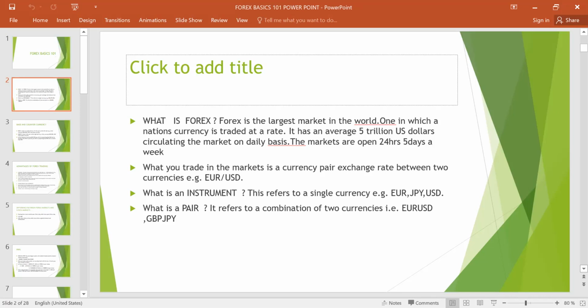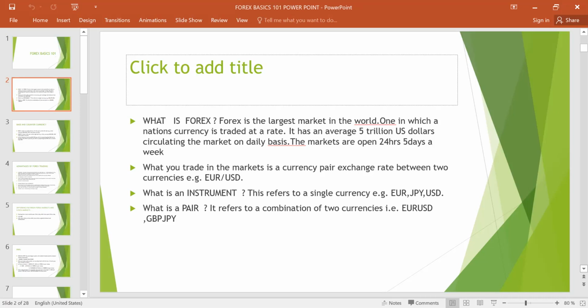Yeah, so that's basically Forex. So when you explain Forex, you need to know that it's the largest market in the world. It has up to 5 trillion US dollars. And it's based on currency exchange rate between two currencies of different countries. And they're open 24 hours, 5 days a week. That is Monday to Friday, with the exception of public holidays. What you trade in the market is a currency pair exchange rate between two currencies. The major currency pair being Euro USD, which is our example.